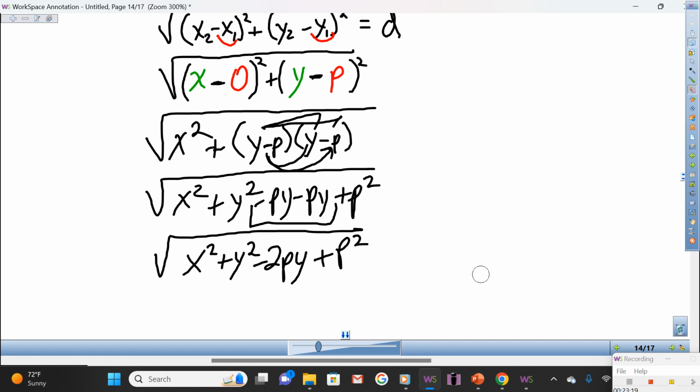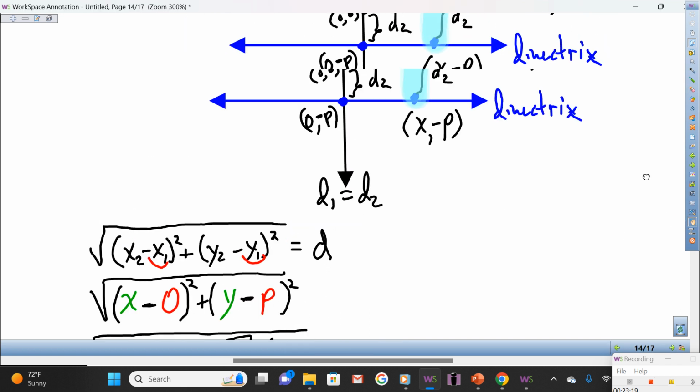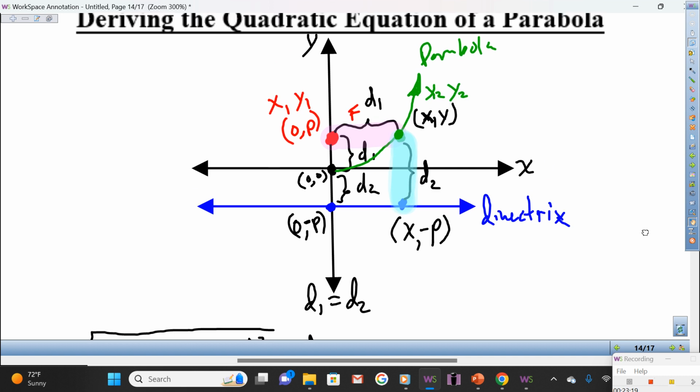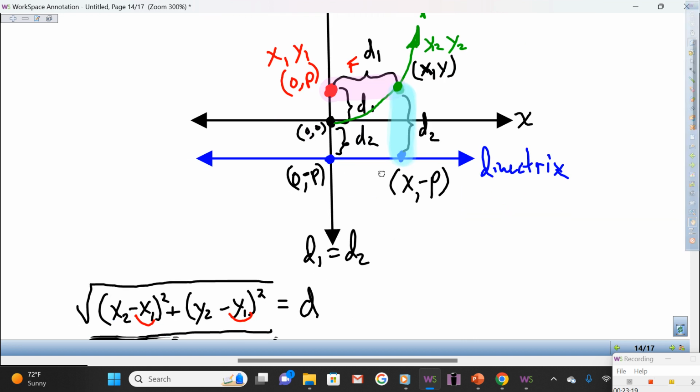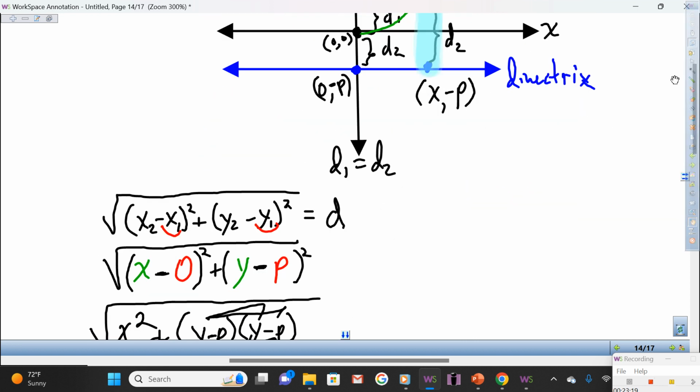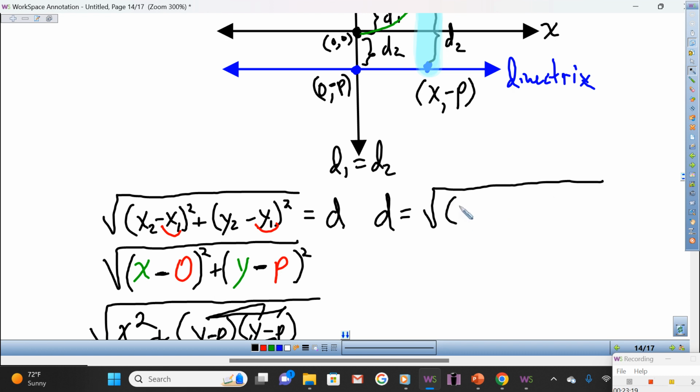Okay? So, see where we're at? Let me zoom out really quick. We started here with our focus and directrix, and right now we are in distance 1 only. So let's go to distance 2. Again, distance. Get your formula going. X sub 2 minus x sub 1 squared plus y sub 2 minus y sub 1 squared.